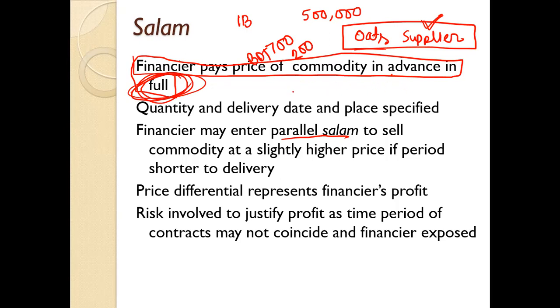In case of option, you have no obligation to exercise the option. But in salam, you are agreeing to purchase it from the supplier, you are an Islamic bank. And in case of forward and future, there is a counterparty risk. Have you heard about it? Counterparty risk is the risk that arises from the other party.